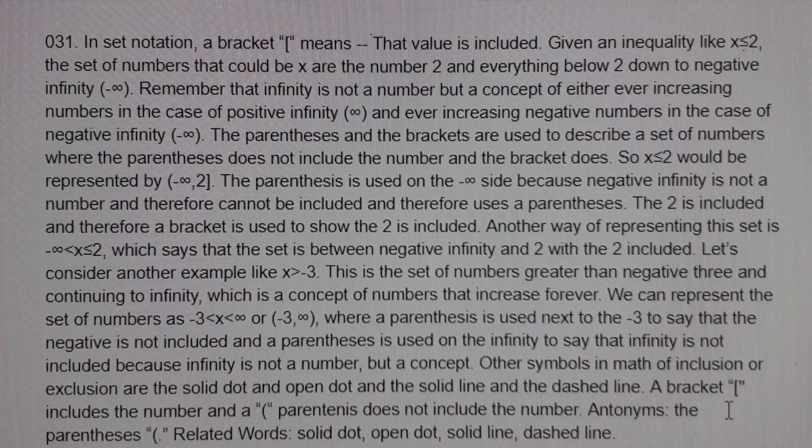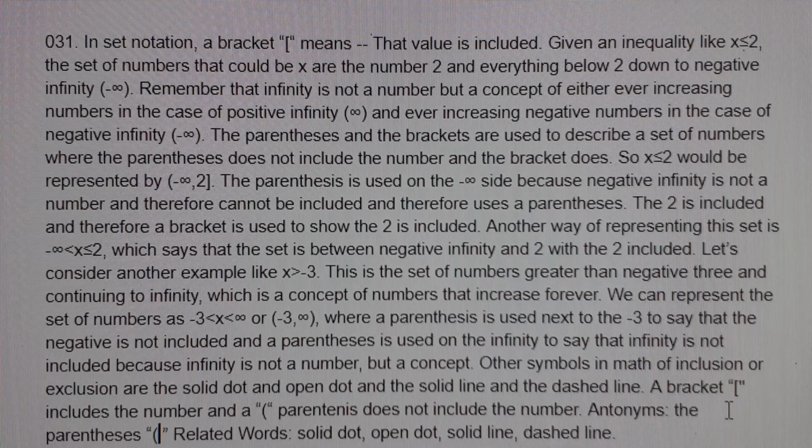Remember that infinity is not a number, but a concept of either ever increasing numbers in the case of positive infinity, and ever increasing negative numbers in the case of negative infinity. The parentheses and the brackets are used to describe a set of numbers where the parentheses does not include the number, and the bracket does.